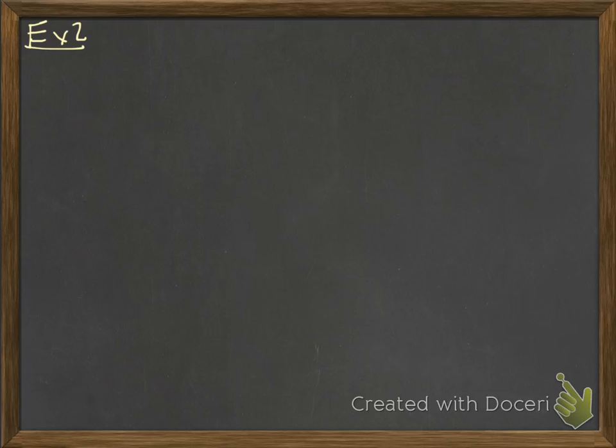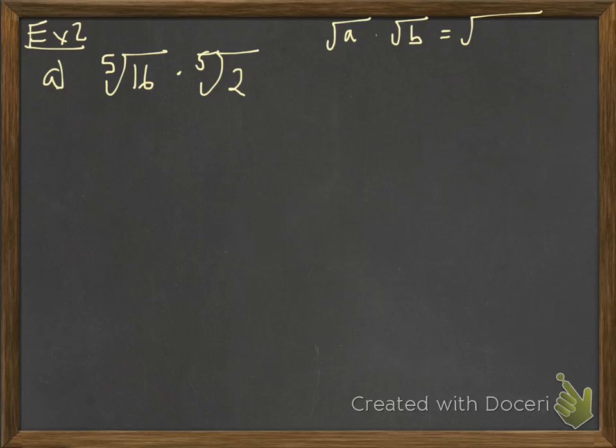Example 2. We're still simplifying here. Let's do A. I have the 5th root of 16 times the 5th root of 2. Now, one thing you may recall: if I had the square root of a times the square root of b, that was the square root of a times b. You can bring them together in the same root. The same goes for the nth root of a times the nth root of b: I can bring them together under the same nth root.